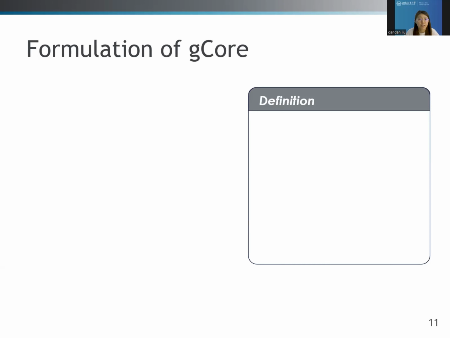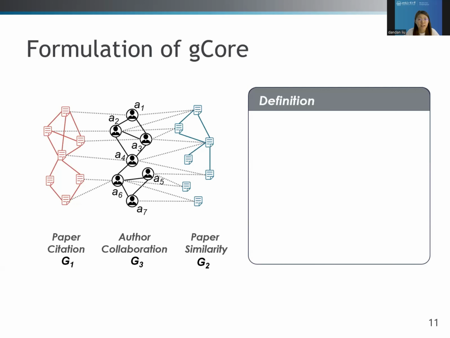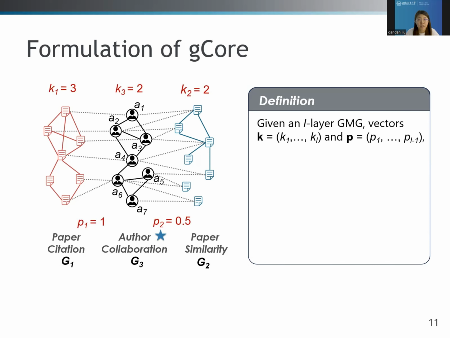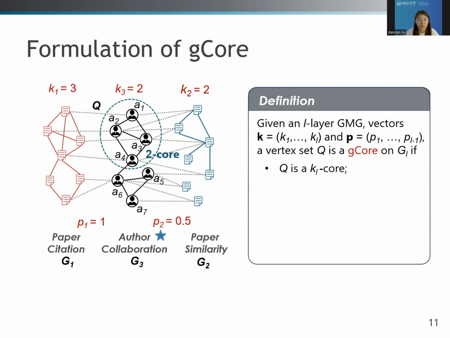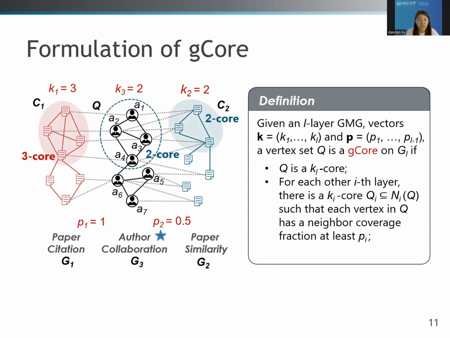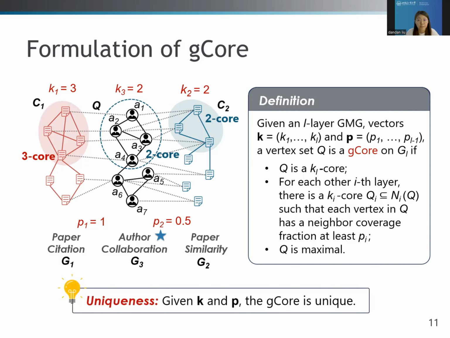Let me explain our G-core model using this example graph. Suppose the author layer G3 is our focus. Given an integer vector k and a real vector p, a G-core on the author layer is defined as a subset Q of authors, satisfying 3 conditions. Firstly, it itself forms a K3 core. Secondly, for each other paper layer GI, there's a dense KI core comprised of Q's published papers that ensures a high neighbor coverage fraction, at least PI, for each author in Q. And lastly, Q is maximal. We observe a uniqueness property for G-cores for given vectors K and P, and we call it the KP core.